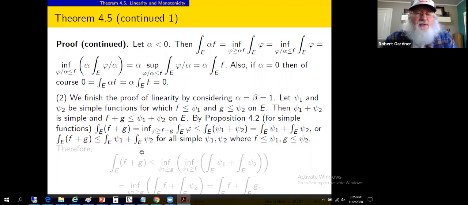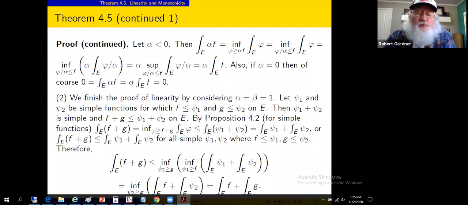Psi 1 and psi 2. So this holds for all simple functions where we get this inequality here. Simple functions greater than or equal to the corresponding measurable functions. Okay, then the integral over E of f plus g would be less than or equal to the infimum over all psi 2 greater than or equal to g, the infimum over all psi 1 greater than or equal to f, of the linear combination. Okay, we just established the inequality with those integrals up here.